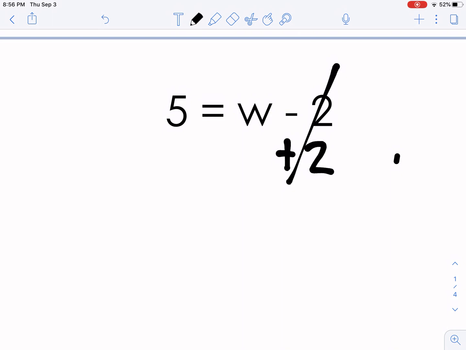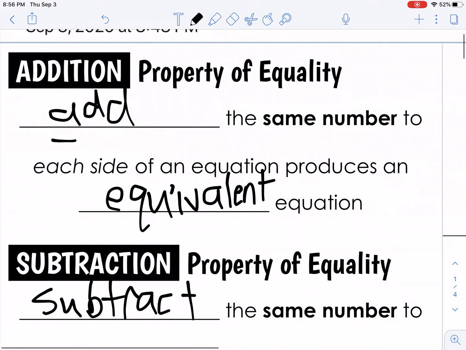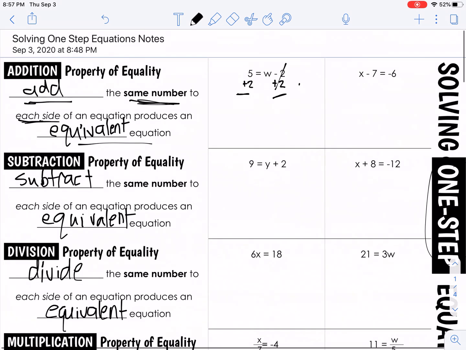Now wait. If I added 2 to this side, what do you think I have to do to this side? I have to add 2. And you say, well, why do I have to do that, Mr. Pinksterhouse? Well, based on our properties of equality, if I add the same number to each side, then I maintain an equivalent equation. In other words, I maintain equality. So in order to keep the equation equivalent, we have to add it to not just one side, but both sides. So keep this saying in mind: whatever I do to one side, I have to do to the other side. In this case, we're applying the addition property of equality.